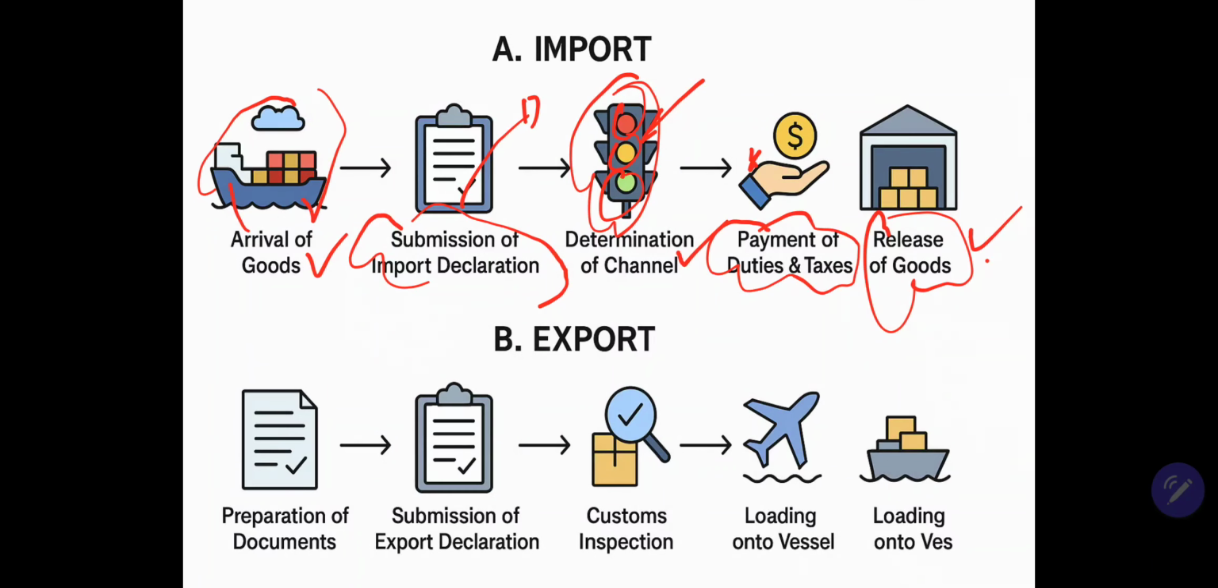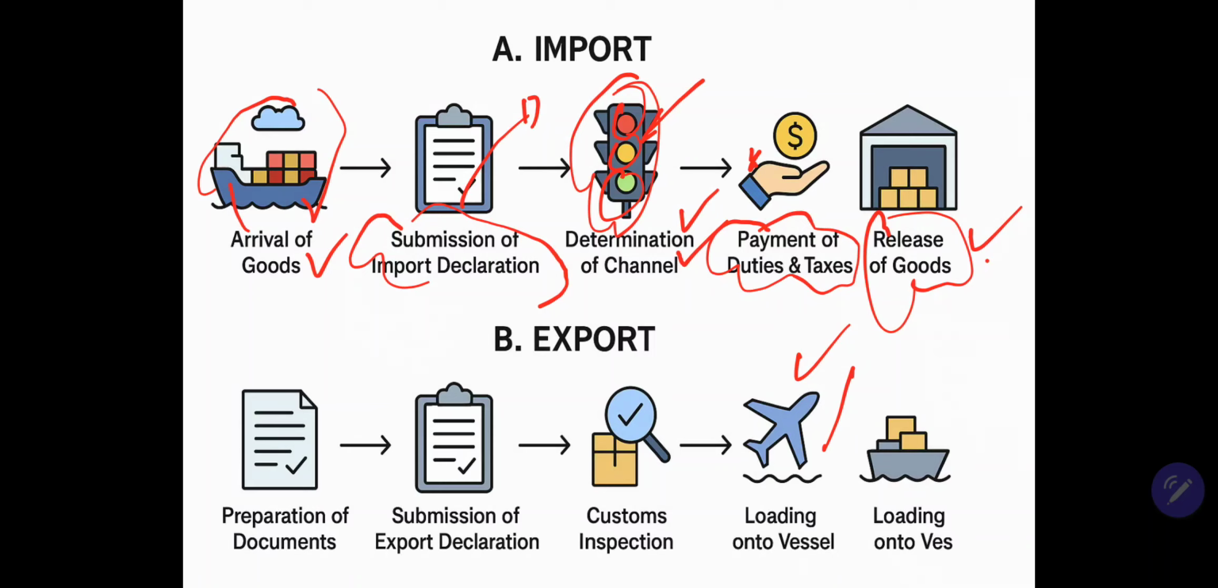Starting from arrival of goods, submission of import declaration, determination of channel, payment of duties and taxes, and release of goods. And then for export custom clearance, starting from preparation of documentation, submission of export declaration, custom inspection, loading on the vessel, or loading through air freight or through sea freight.